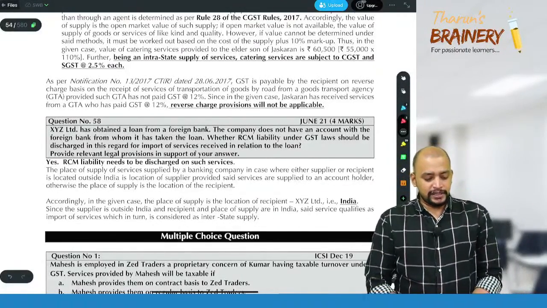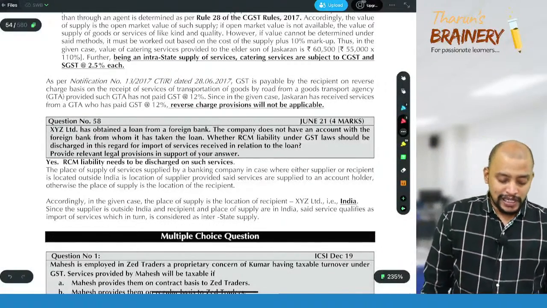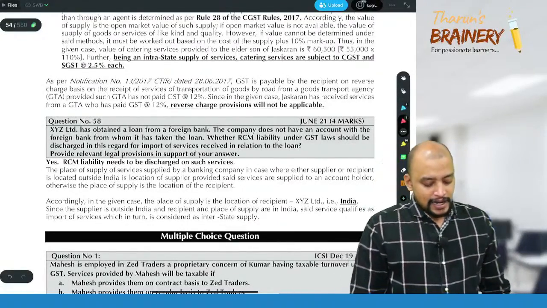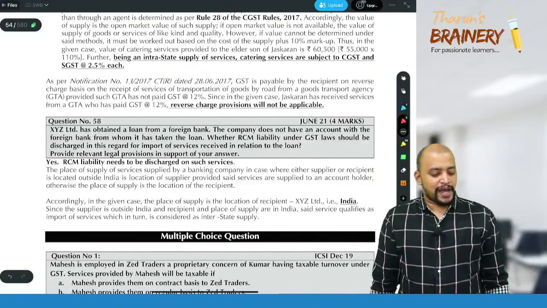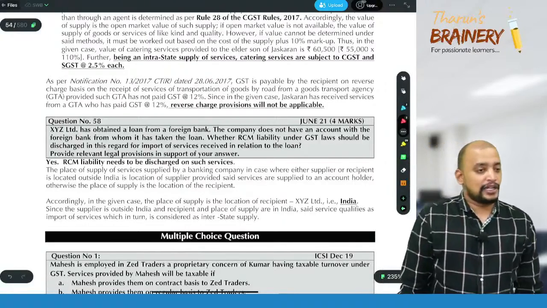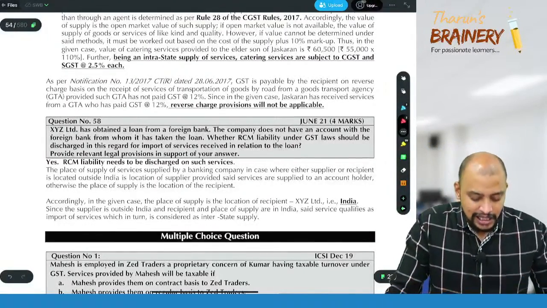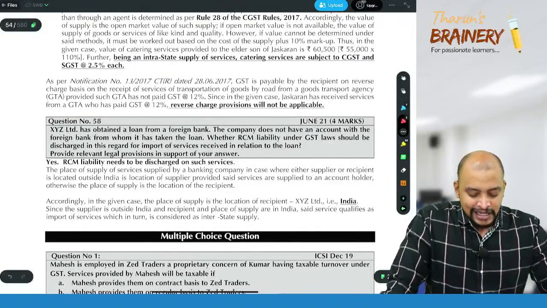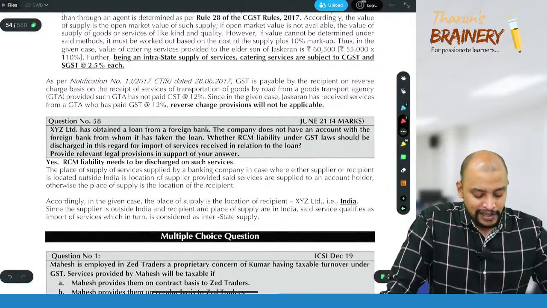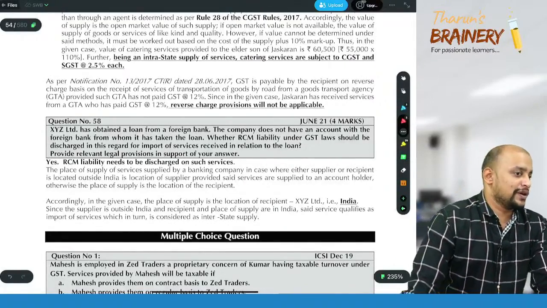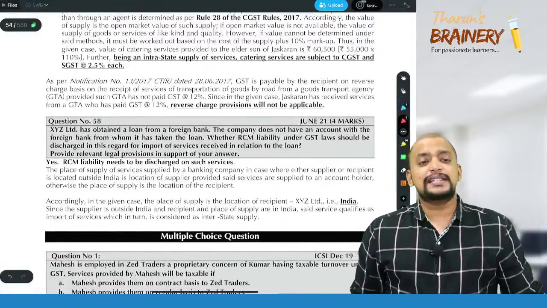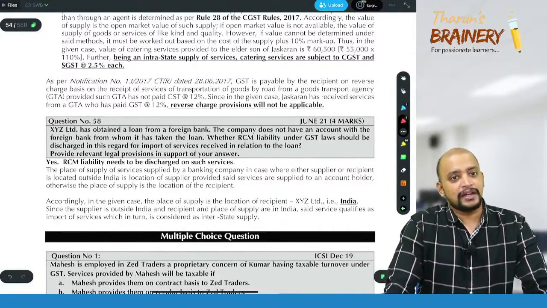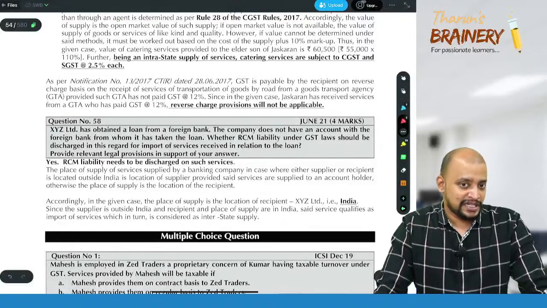So question number 58, XYZ Limited has obtained a loan from a foreign bank. The company does not have an account with the foreign bank from whom it has taken the loan. Whether RCM liability under GST law should be discharged in this regard for import of services received in relation to the loan. Provide relevant legal provisions in support of your answer. Where is the supplier located? Who is the supplier? Bank, foreign bank. Who is the recipient? XYZ Limited.